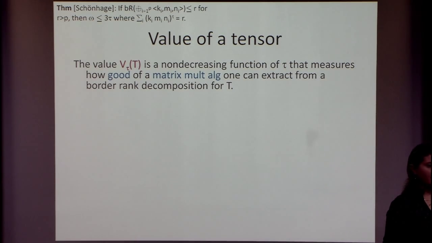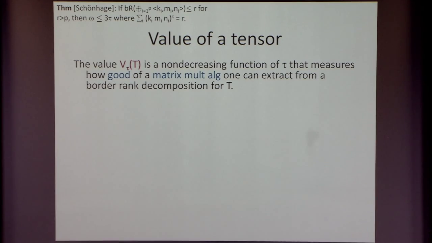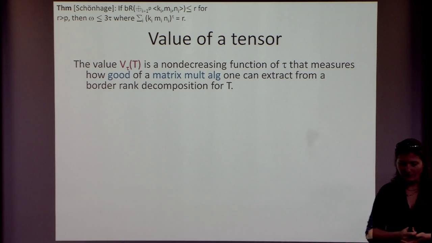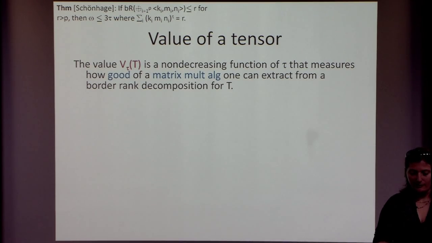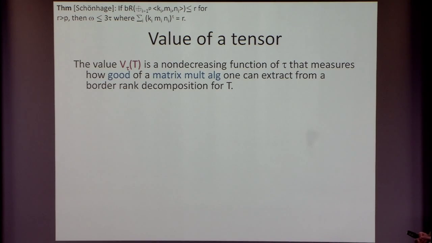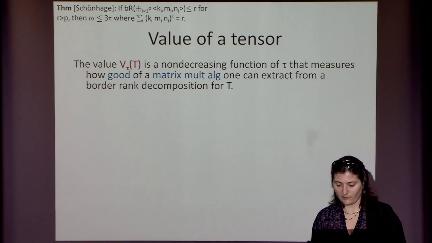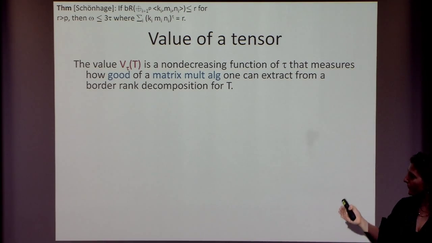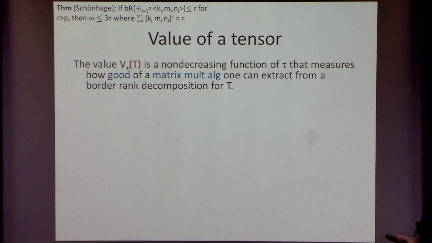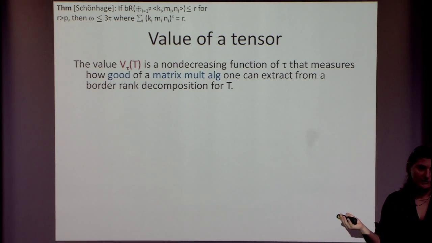Something that was defined by Coppersmith and Winograd in their original paper was something called the value of the tensor. Given a tensor, I want to know how good it is to simulate a matrix multiplication algorithm. Intuitively, the value function is a non-decreasing function of tau, and I want to think about, if I have a border rank bound on the tensor, how good is this bound in giving me an n to the 3 tau matrix multiplication algorithm.